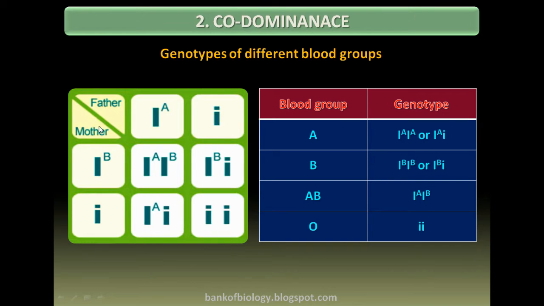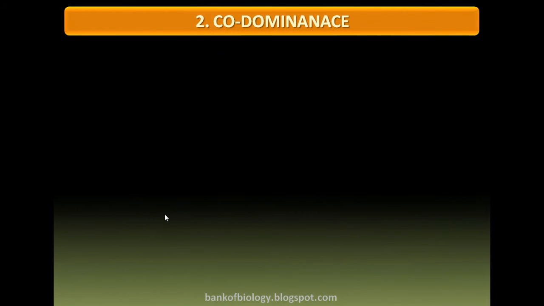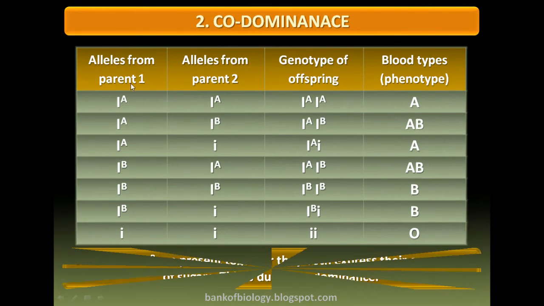You see, if the father is IA and small i, that means small i is recessive, and the mother is IB and small i, where small i is recessive and the other allele carries the antigen B. If they are crossed, we will get genotypes such as IAIA or IBIB, IAIB, or small i small i in this manner. So all the different types of blood groups we will find here.